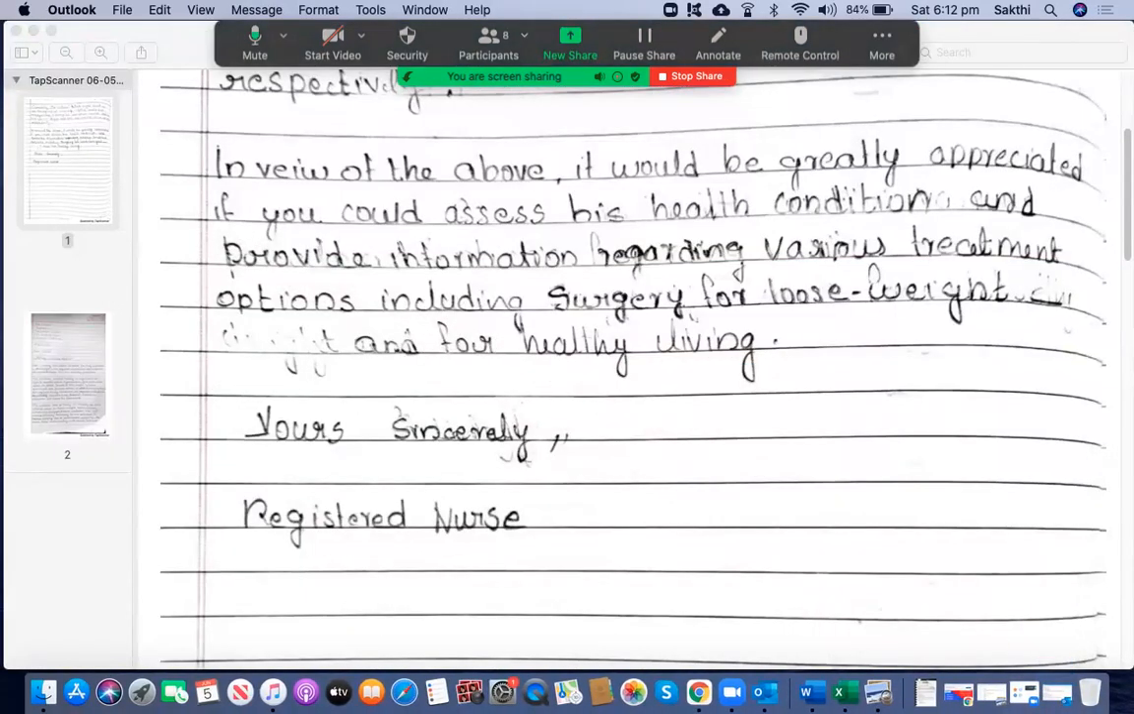All right. Surgery for lose weight and for healthy living. Don't add this one. It sounds like you to some extent. And what is this? Did you write anything here? I rubbed it out. Okay, treatment options including surgery for losing weight and healthy living. You could have mentioned maybe techniques, isn't it? And for healthy living, you have to remove this "for".